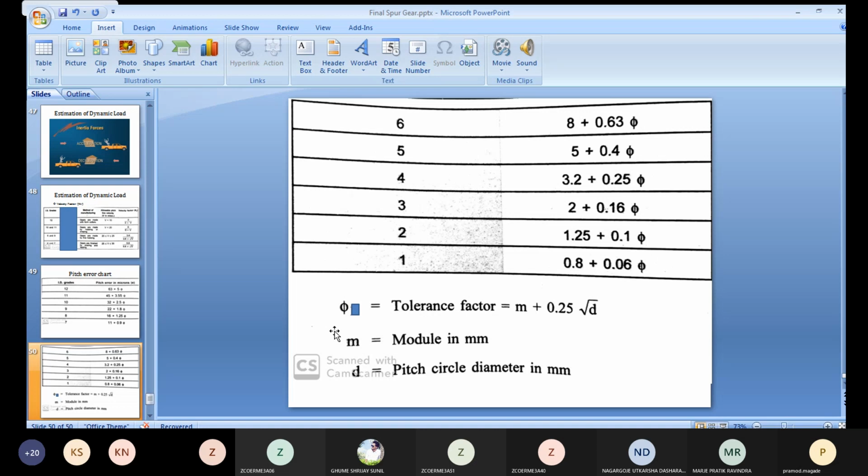Correct. Now in this case note, don't get confused. In the tooth profile, phi is considered as a pressure angle. And in case of the error, phi is the tolerance factor and that is always m plus 0.25 times under root diameter. Have you written this?